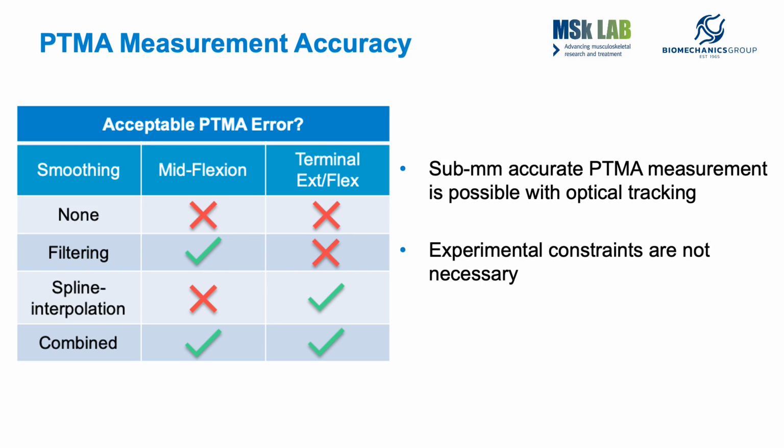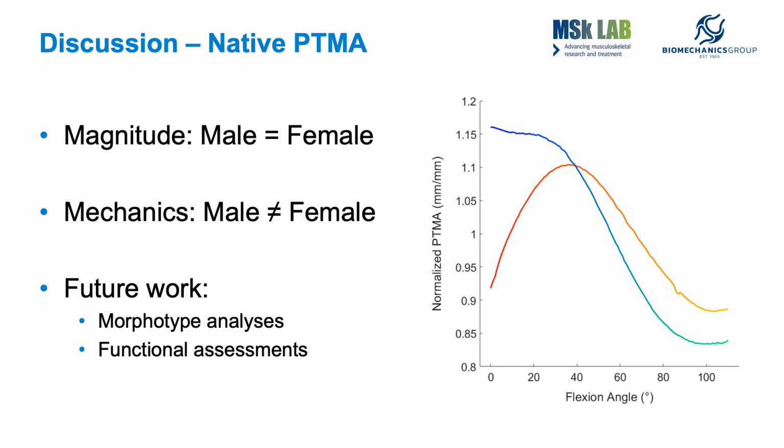In conclusion, we have found that combined filtering and interpolation enables sub-millimeter PTMA calculation accuracy over the entire range of motion. Axis approximations and non-physiological constraints are not necessary when using modern motion capture. The framework would also suit in vivo approaches like mobile fluoroscopy that do not suffer from limitations unavoidable in vitro. Knee size explains most of the variation in the magnitude of the patellar tendon moment arm. However, the overall trajectory is size independent, demonstrated by the 14-degree difference in location of peak PTMA between the sexes.